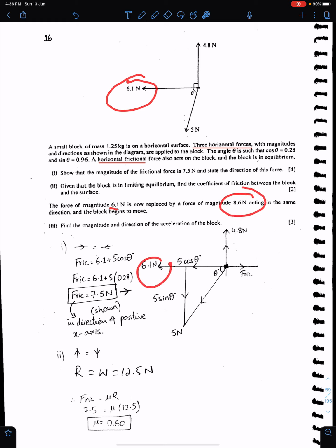Next part, the force of magnitude 6.1 newton is now replaced by a force of magnitude 8.6. You need to replace this by 8.6 in the force diagram. Acting in the same direction, and the block begins to move. Find the magnitude and direction of the acceleration of the block.